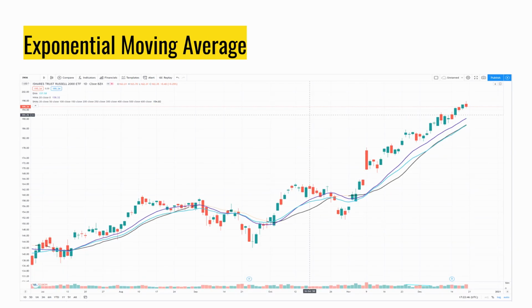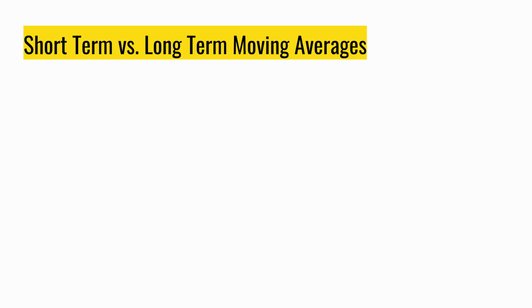Another weighted moving average is called the exponential moving average. The green line represents the exponential moving average, the black line represents the simple moving average, and the purple line represents the linearly weighted moving average. Once again, there's no definite proof that one moving average works better than the other, since it all depends on the situation. Now, let's move on to the differences between the short-term and long-term moving averages.